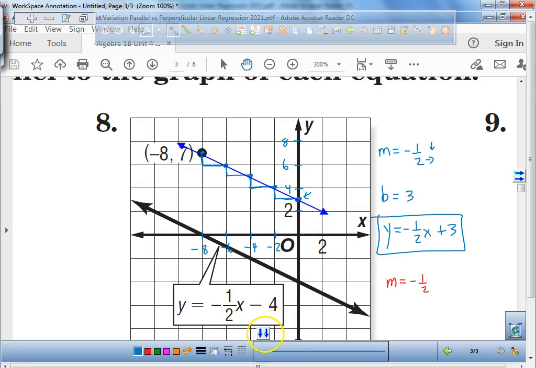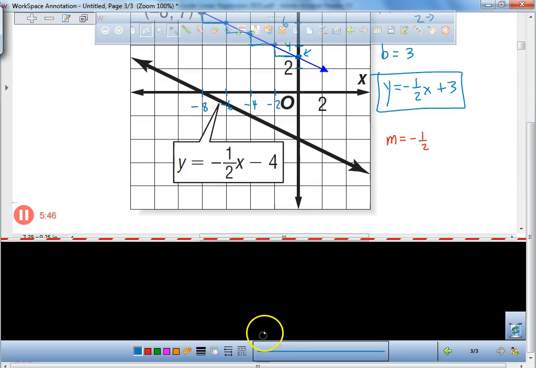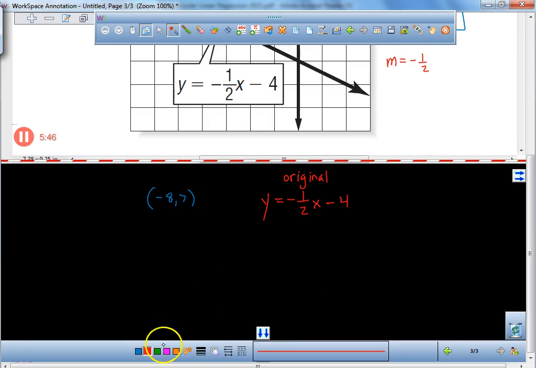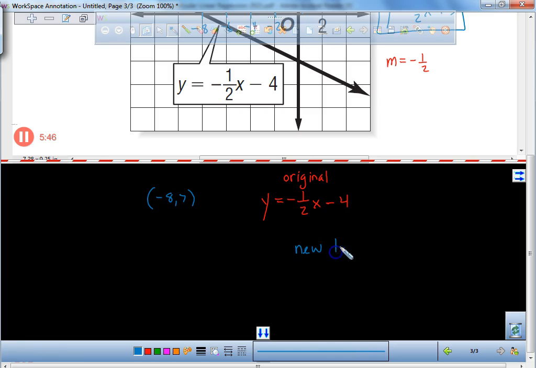So here's what I want you guys to do in your journal right now. I want you to write down negative 8 and a 7. In your journal, I want you to write y equals negative 1 half x minus 4. And I need you to write, this was the original line. And what we need to do is find our new line. Our new line is going to be in the form of y equals mx plus b.